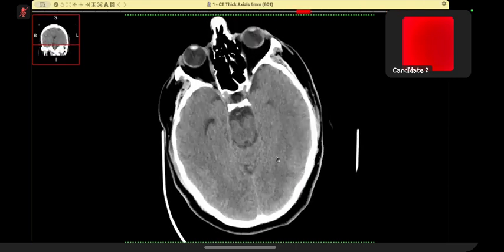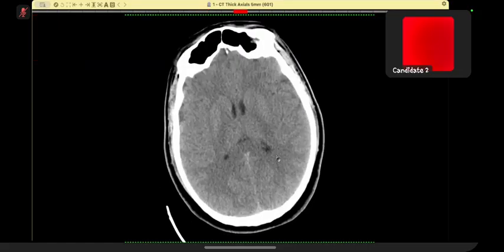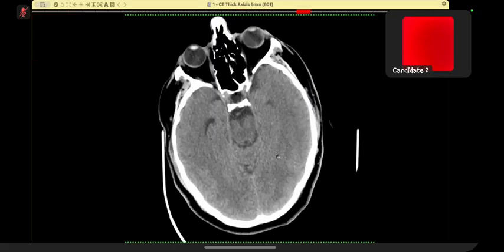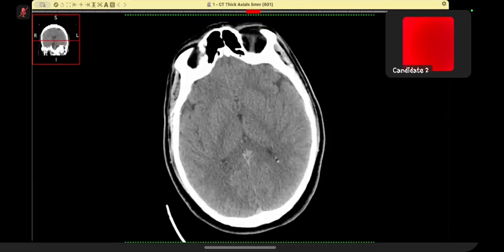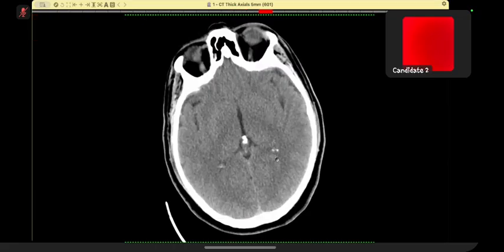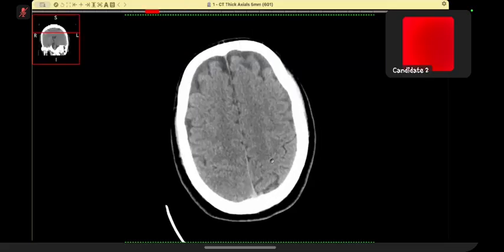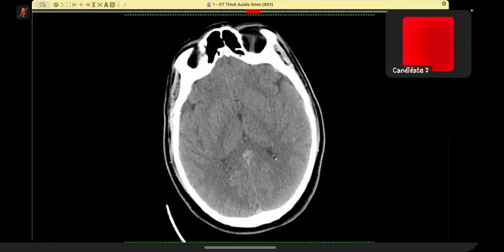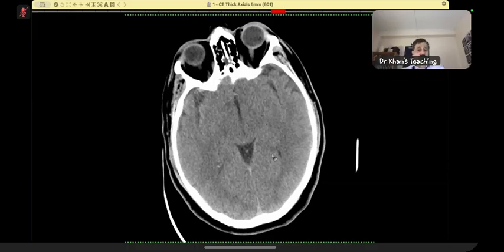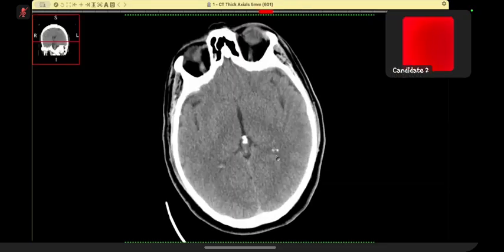I can see that there appears to be diffuse low density of the brain parenchyma. But I think the gray-white matter is still maintained. Yes, I can see that the gray matter is maintained as compared to the white matter. So I don't think there is any loss of gray-white matter differentiation. The gray-white matter differentiation is intact, but review the parenchyma once again, please. Okay.